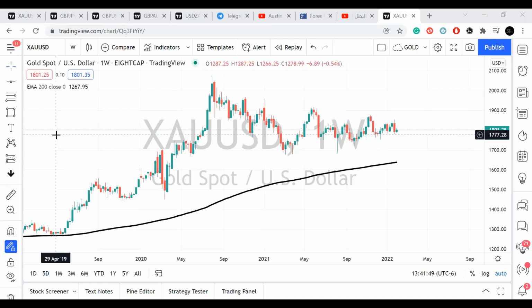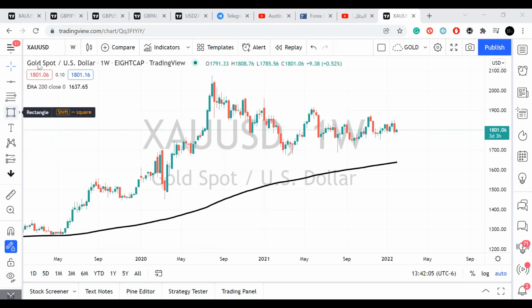Yeah, hello everyone. Today I want to just quickly do chart markup for gold, GBP, and GBPJPY. Hopefully I'll be able to run this down in about 15 minutes or so. So I'll be in a rush.